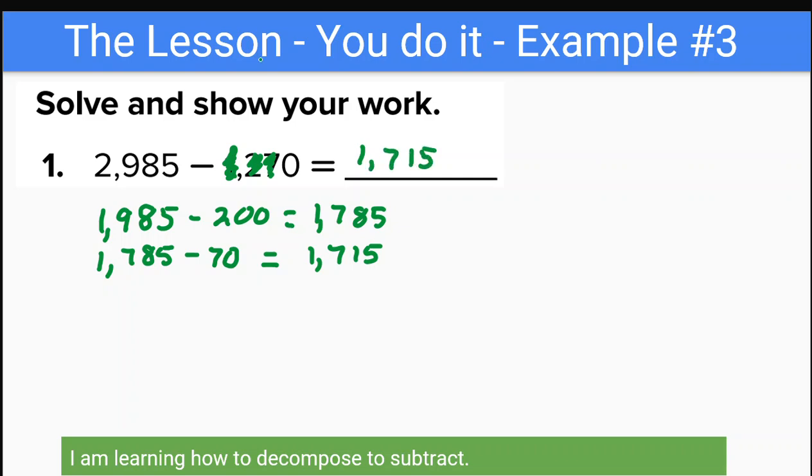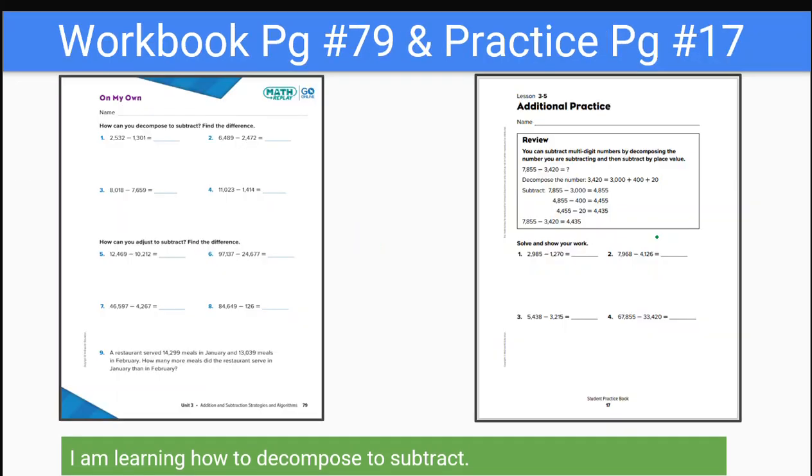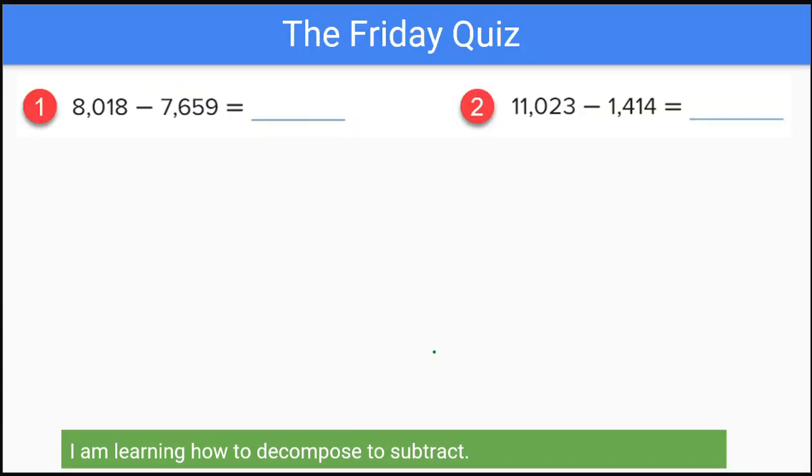If you like doing it this way, great. If you have a different way of doing it, great. You do whatever you have to do to get the right answer. Kids, right now, you are learning how to decompose to subtract. Okay, today in class we're doing workbook pages 79 and 80 and student practice pages 17 and 18. You're learning how to decompose numbers to subtract. All right, let's take a look at what's on the Friday quiz. Once again, you can do it any way you want as long as you get the right answer.